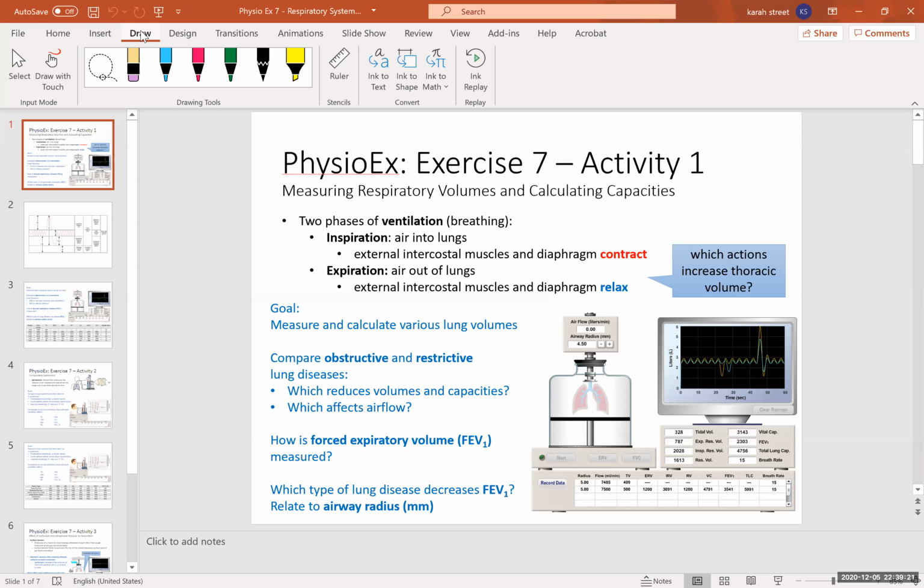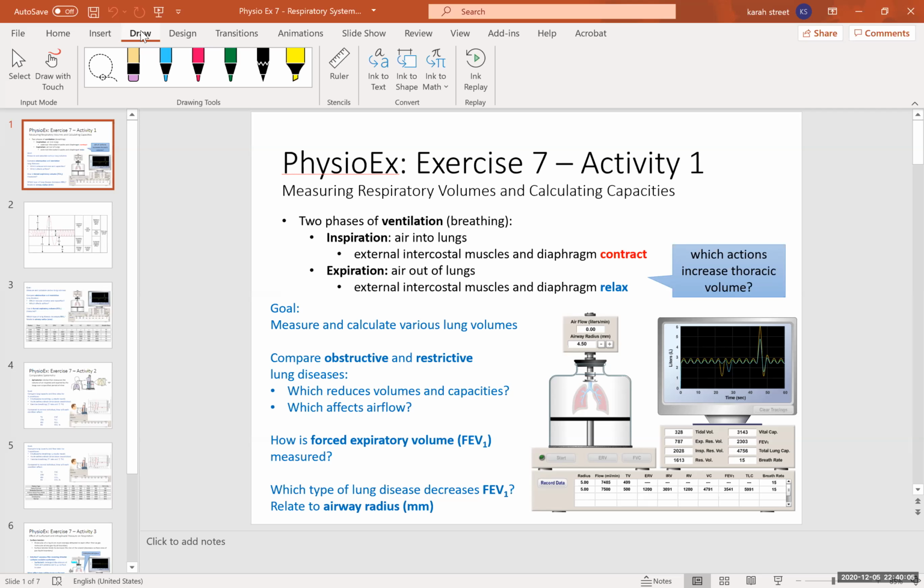And as usual, the items listed towards the bottom left of the slide are questions and concepts that you should be able to master by the end of performing the experiment and this discussion. So in activity 1, we were measuring respiratory volumes and calculating capacities. To remind you from lecture, a respiratory capacity, there are 4 of them, is basically 2 or more respiratory volumes added together. And there are 4 respiratory volumes that you learned from lecture as well.